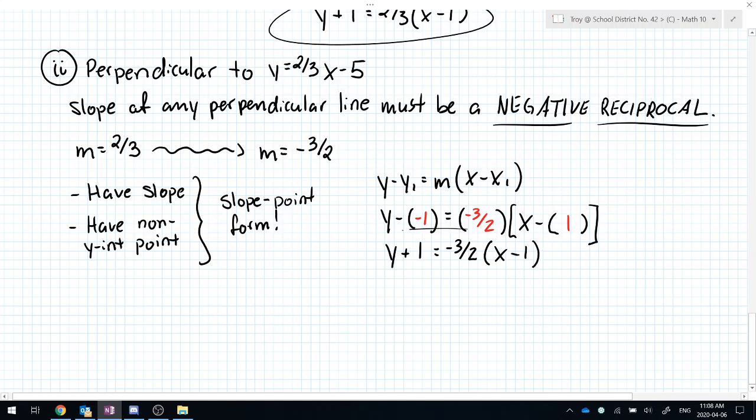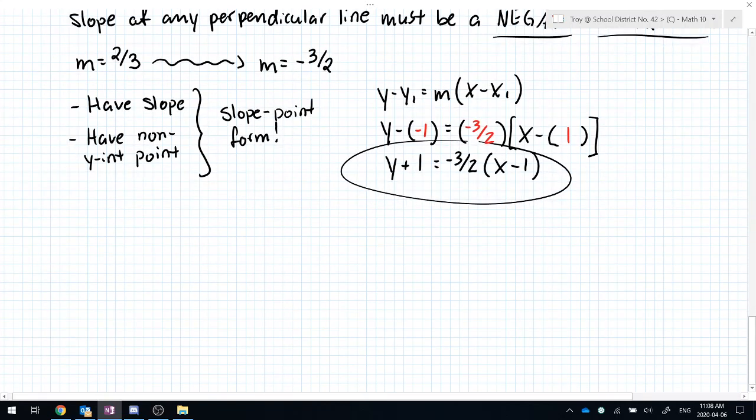There. So that would be the equation of a line that is both going through point 1, -1, which is point r, and also perpendicular to the line y equals 2/3 x minus 5. Okay, so that's all for that section.